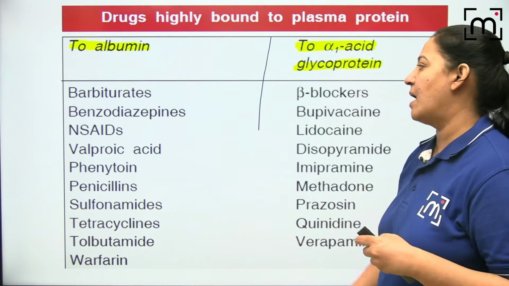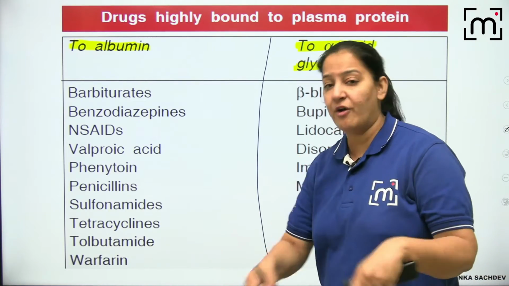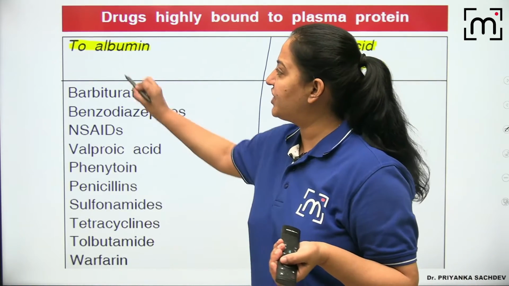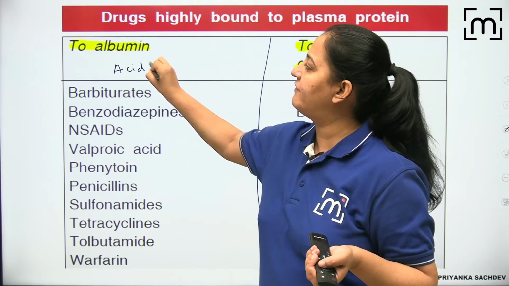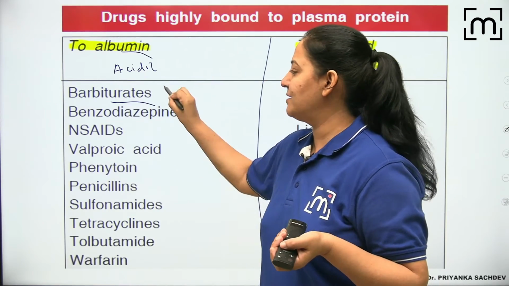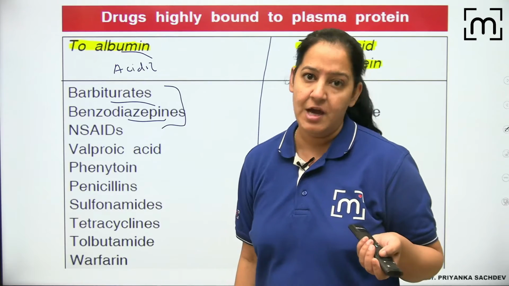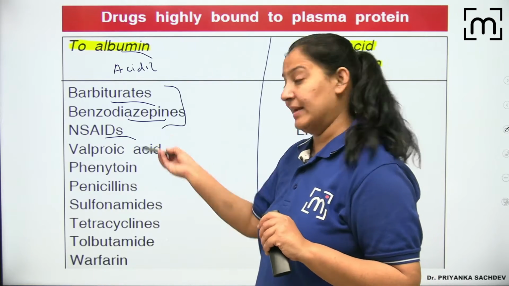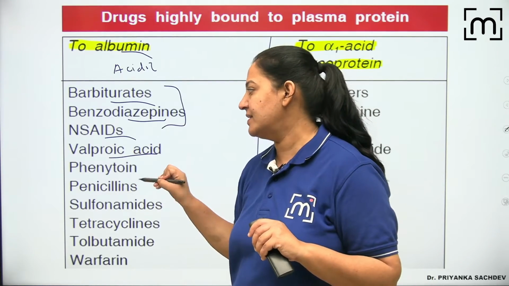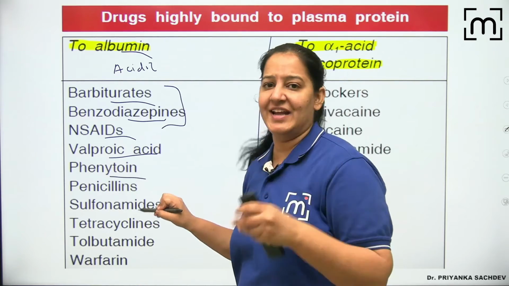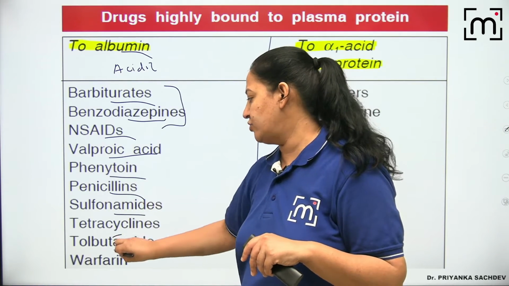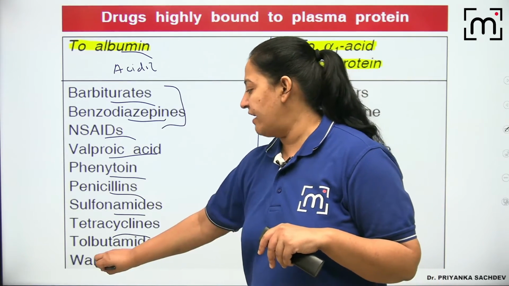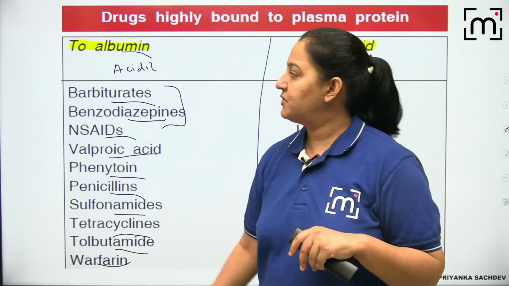Now you have to learn certain examples of important drugs. Now there are millions of drugs in the world. We cannot learn every drug which is acidic, which is basic. But at least these are the important drugs which are acidic in nature. That's why they all bind with albumin. For example, barbiturates and benzodiazepines, these are used as sedatives and anti-anxiety drugs. You may be knowing, right? These are the sedatives. NSAIDs, you may be knowing they are painkillers, right? Commonly known as painkillers. Valproic acid, it is used as an anti-epileptic drug. Phenytoin, again anti-epileptic drug. Penicillin, sulfonamide, tetracycline, tolbutamide, these all are your antibiotics, the various types of antibiotics. And warfarin is your anticoagulant drug. So you may be knowing all these names.